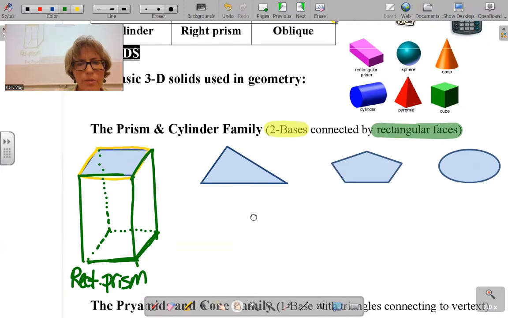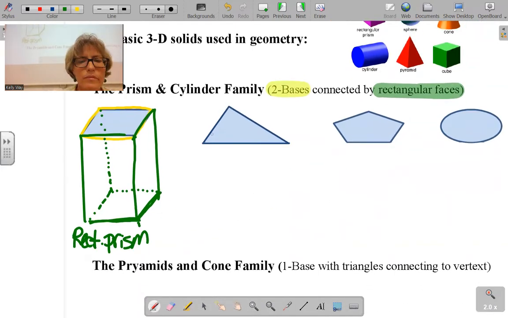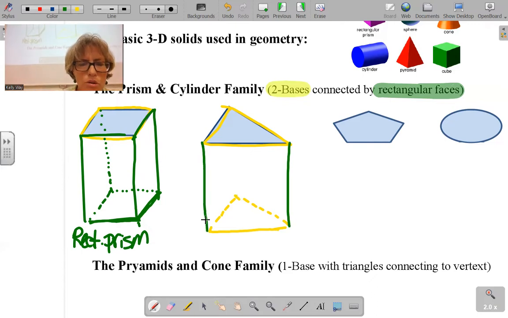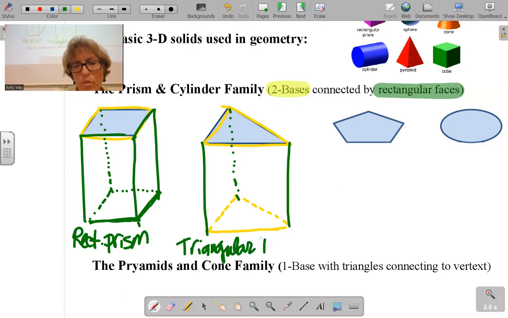And we're just going to keep going here. There's one base. And then I'm going to draw, and this is another way to draw, a parallel base. I know those edges in the back are not visible. And connect the corners. Triangular prism.